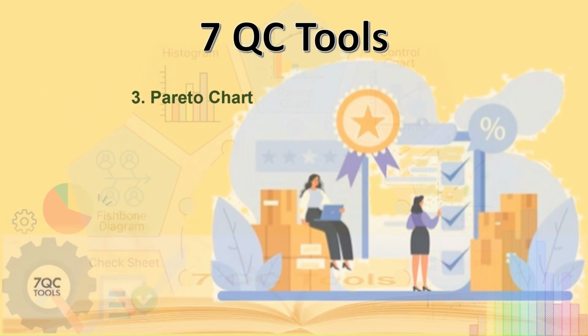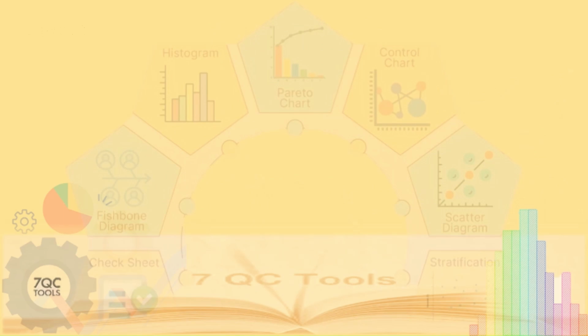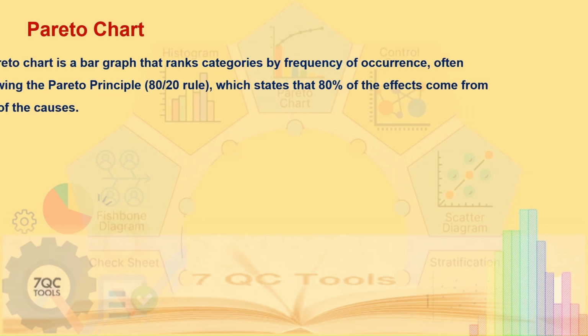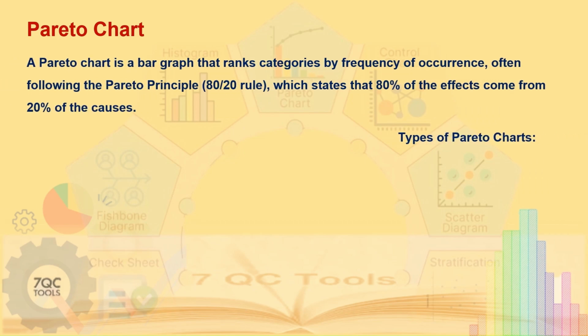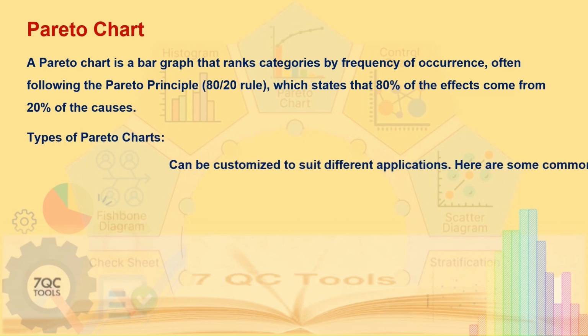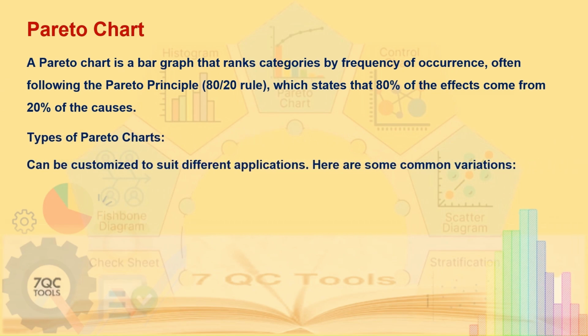Friends, next QC tool is called Pareto analysis. Pareto analysis is based on an interesting 80-20 rule. But what is the 80-20 rule? 80-20 rule means 80% of effects come from only 20% of causes. Therefore, if we are able to correct or eliminate these 20% causes, it will result in 80% improvement in quality.